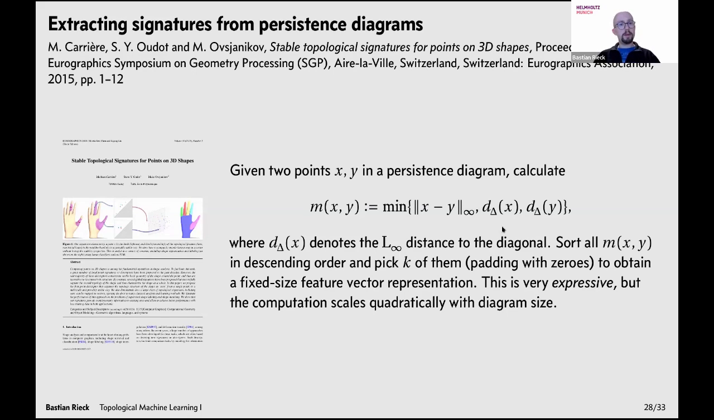There's also work by my colleague Mathieu Carrière and colleagues based on the extraction of stable topological signatures. That's also a very nice way to featurize a diagram. You essentially evaluate some kind of minimum functional that depends on the distances of points, or the distances of points to the diagonal. You can sort all those values and then just pick the k largest ones. That gives you a very simple and nice way to featurize a lot of persistence diagrams. At the same time, it also has scalability issues because it scales quadratically with the size of the diagram.